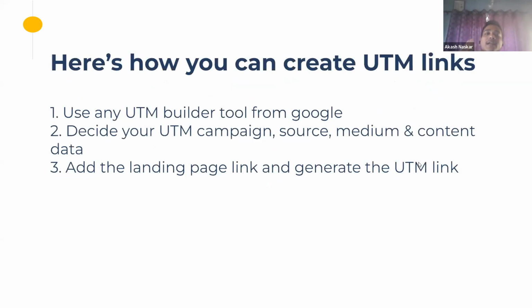Okay, so we'll specifically understand how to create UTM links here. The first step is that whenever you are creating UTM links, always use a UTM builder tool. There are many UTM builder tools available for free on Google. You can select those tools and put in the data that you want. The data required is UTM campaign, UTM source, UTM medium, UTM content, and UTM keyword or UTM term. These are the 5 data points required. With that, you add the landing page and generate a UTM link.